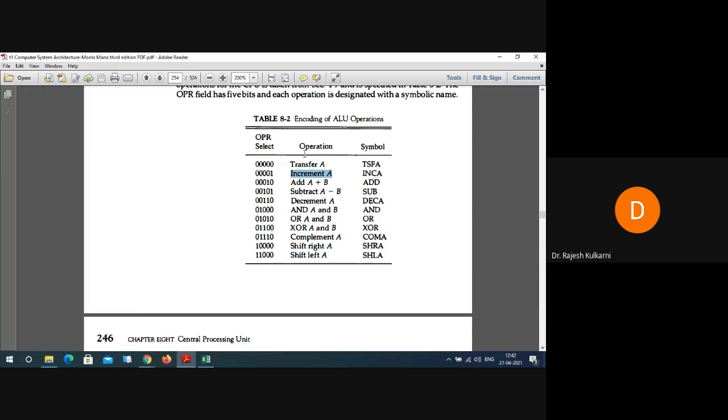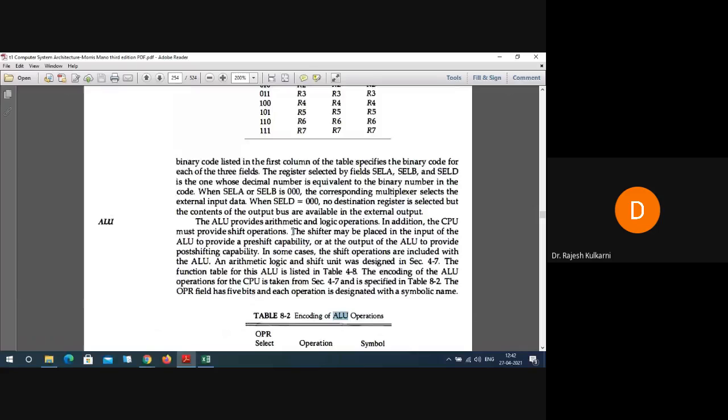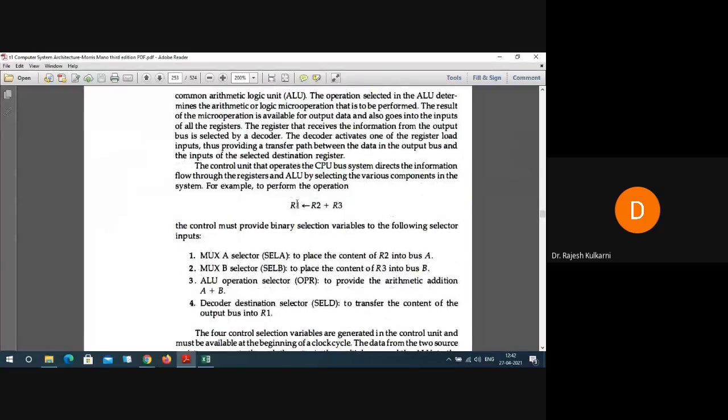There are 11 operations. Out of this, add, subtract, decrement, increment, these are the arithmetic operations. But a few logical operations are also there, right? AND operation, OR operation, XOR operation, complement operation, shift right, shift left. So these are all logical operations. So the arithmetic logic unit basically consists of arithmetic and logical operations. Now in our context, what is our context? This is our context. So here which operation is taking place?